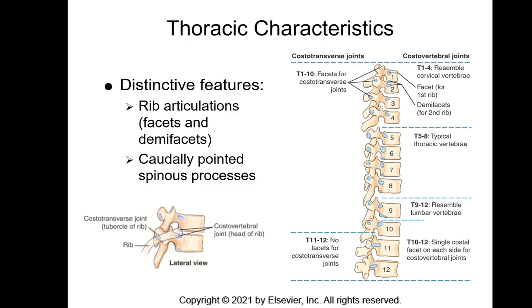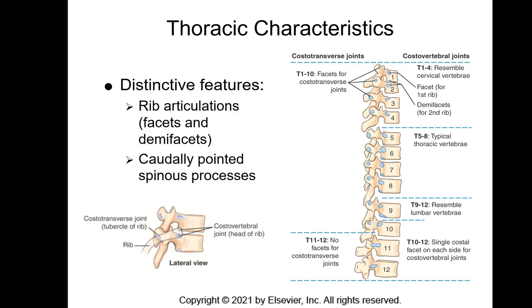Something unique to all thoracic vertebrae are something called facets, and those are surfaces for articulation with the ribs. So remember, we don't have rib articulations in our cervical spine or in our lumbar spine. So rib articulations are unique to the T-spine. Each of the 12 thoracic vertebrae is associated closely with one pair of ribs.